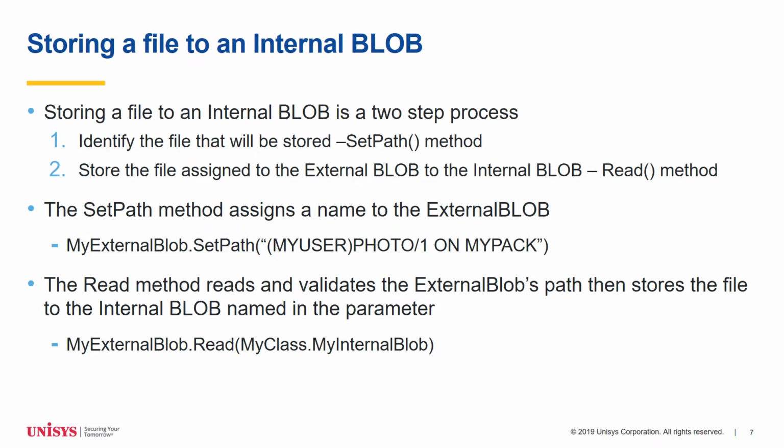Storing a file to an internal blob is essentially a two-step process, but you do need to have created or read the database record before storing the file, then store that record afterwards. The first step is to assign a file to an external blob. This is done using the setPath method. A file name is assigned to the external blob through the parameter of the setPath method. The file name is delimited by quotes and is a valid MCP file name or file title. The second step is to store the file to the internal blob using the read method.